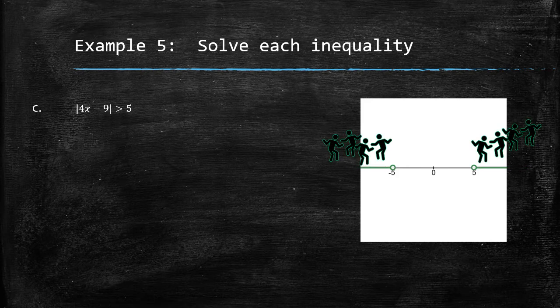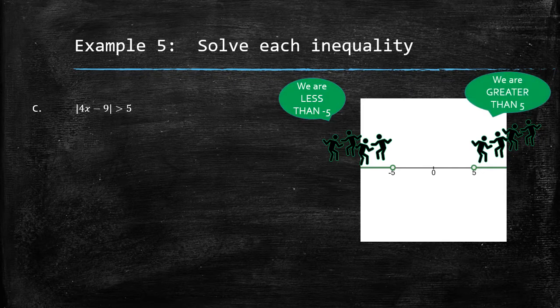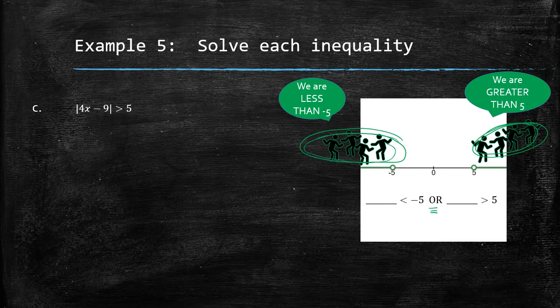So our dancing people are either to the left of -5, meaning they're less than -5, or they're greater than +5. So we have to write this as an or statement. The people are either on the left or they're on the right. They're not in both places at the same time. So if they're on the left, then they are less than -5. If they're on the right, then they're greater than +5.